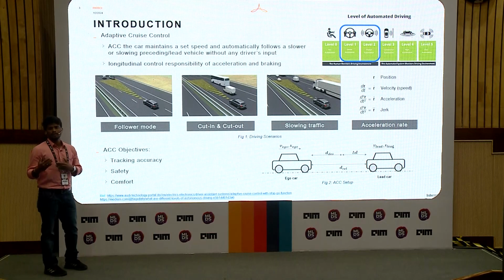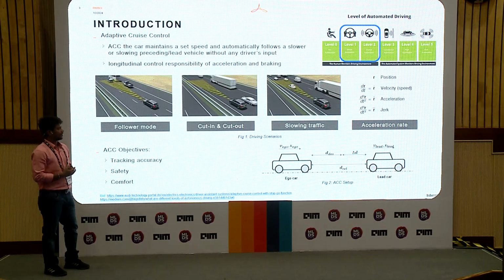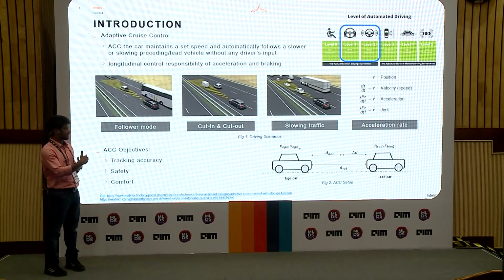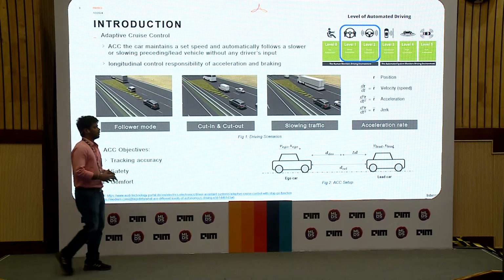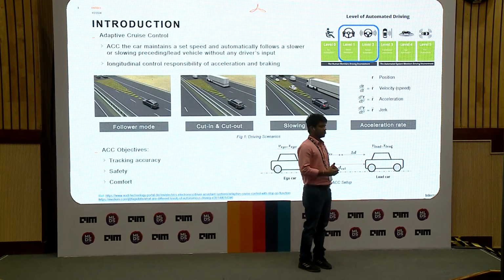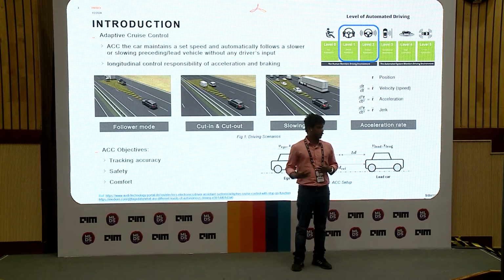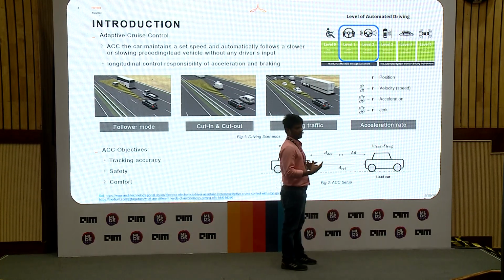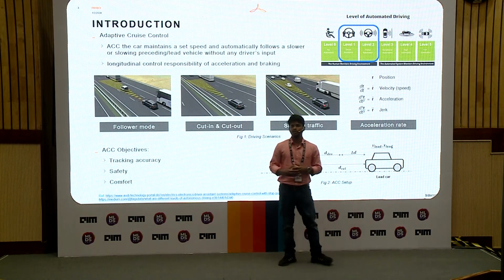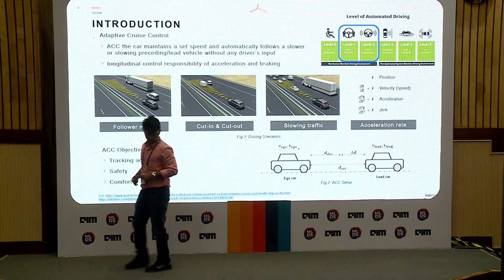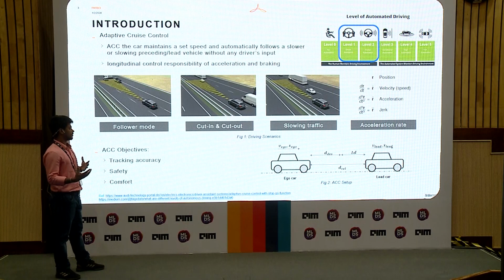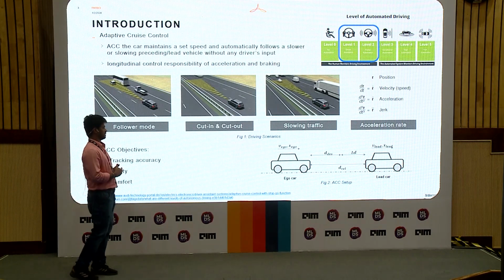Tracking is how closely or how neatly you follow a lead car, and safety is the safe distance you maintain from the lead car and the traffic. We cannot forget about comfort, because it's important to maintain the comfort of the passenger as well. We measure comfort in the form of jerk. Jerk is how quickly your acceleration fluctuates. The heavier the acceleration changes, the higher your jerk, which is not comfortable for the passengers.